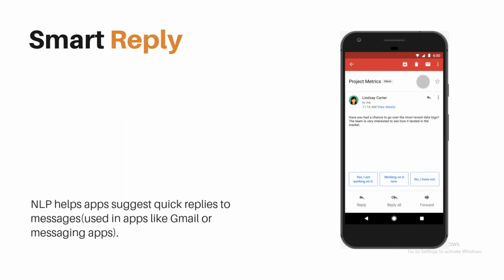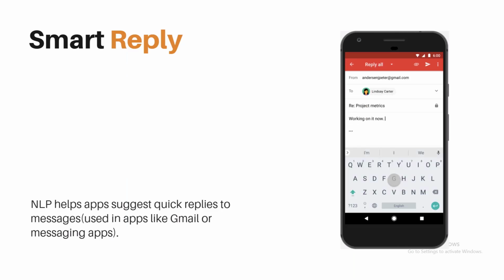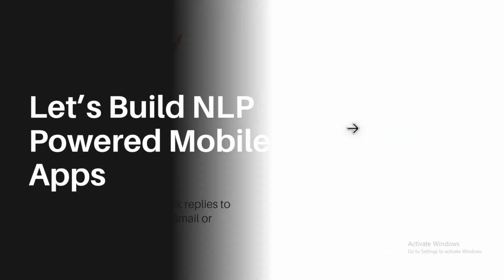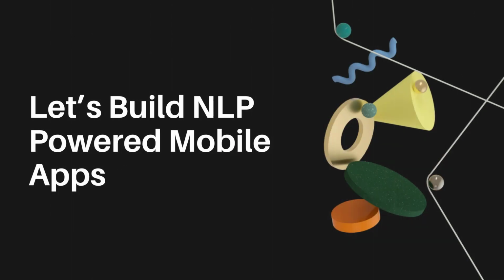Smart Reply is another important application of NLP. So by using these models, apps can suggest quick replies to messages, and it is being used in Gmail or other chatting applications. So in short, NLP has countless real-world applications, and inside this course you will learn to use these models inside mobile to build exciting AI-powered Android and iOS applications.